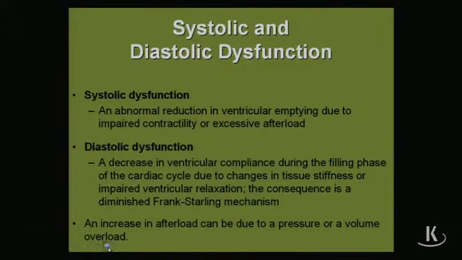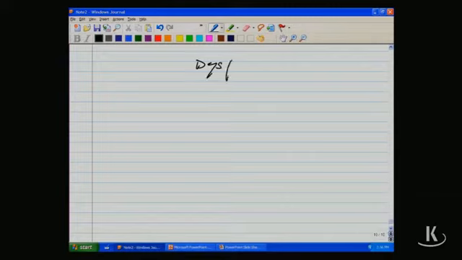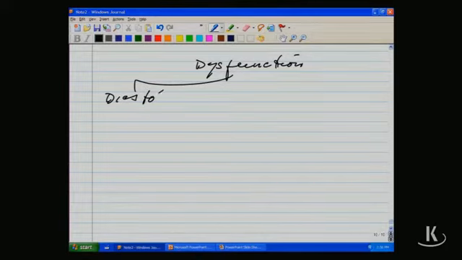Now let's bring this all to a close by looking at dysfunction in the heart one more time, with the idea of drawing some important principles from this. If there is dysfunction, we said it could be diastolic or systolic dysfunction. So let's flowchart this to make it easy for you to remember. The dysfunction can be diastolic or it can be systolic dysfunction.